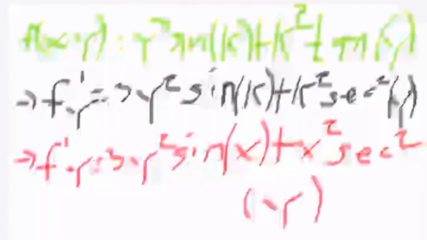Likewise, with respect to y, we turn the x into a k. So f of x and y is equal to y cubed sine k plus k squared tan y. We have the derivative with respect to y is equal to 3y squared sine k plus k squared secant squared y. So the derivative with respect to y is equal to 3y squared sine x plus x squared secant squared y. But only do this if you have trouble remembering, as it is a little extra work.